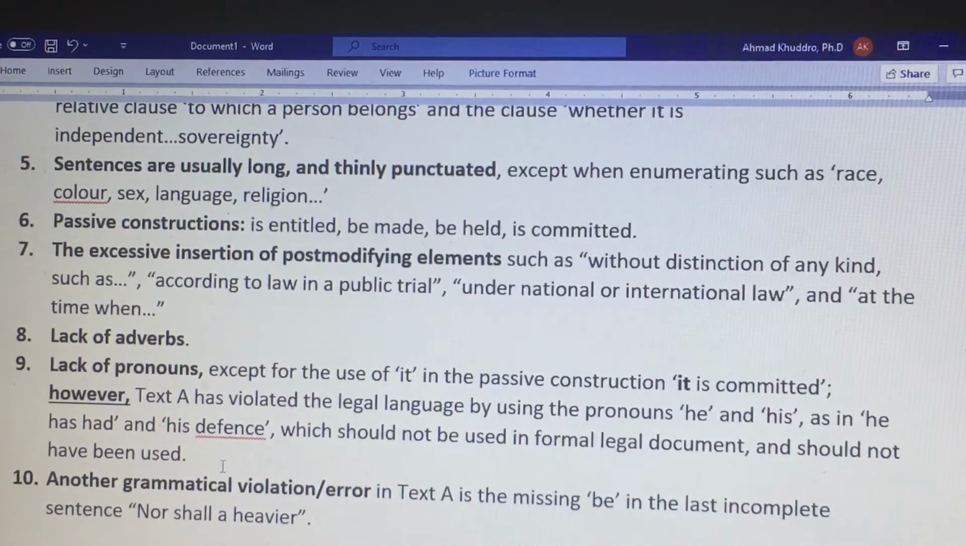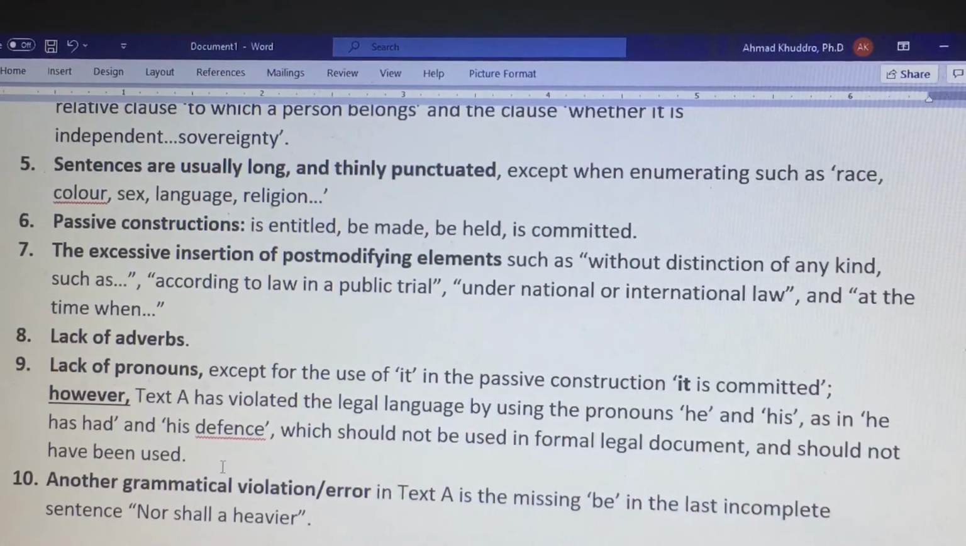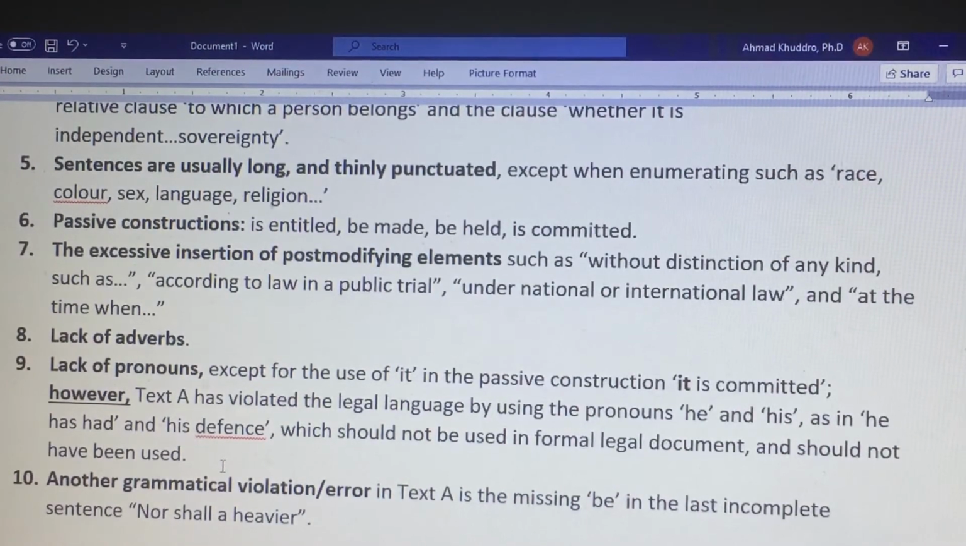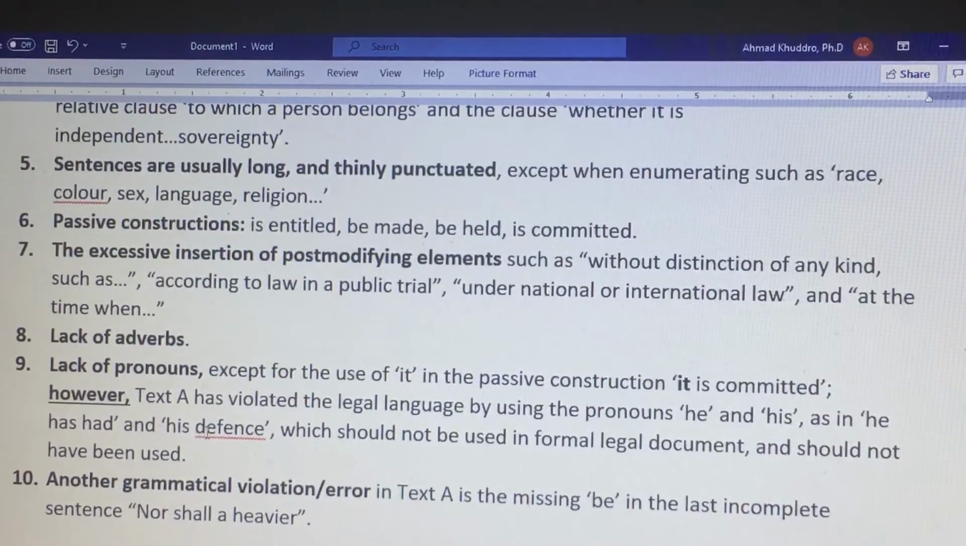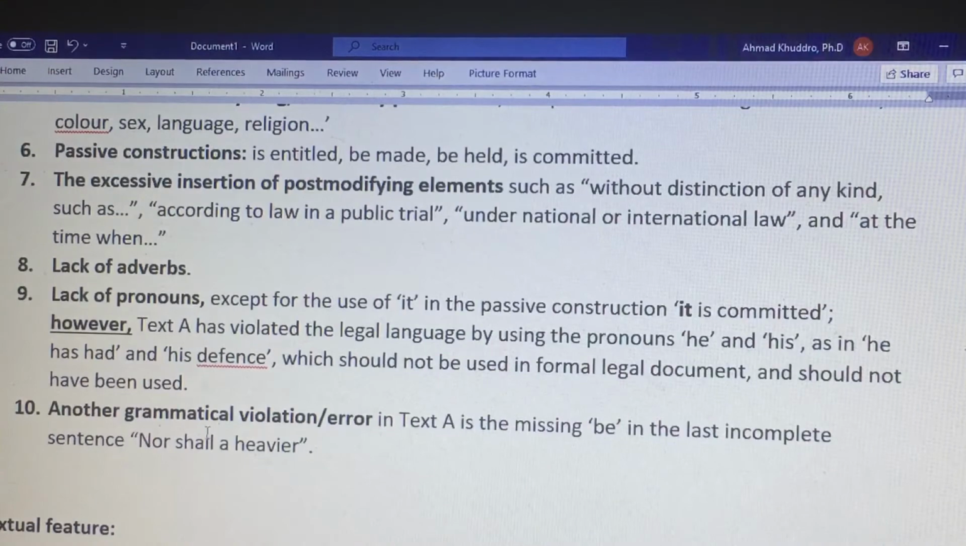Of course, this text that I showed you, which I would consider text A, has violated the legal language by using the pronouns he and his, as in he has had and his defense, which should not be used in a formal legal document and should not be used at all. And finally, in terms of grammar and syntax, we have the violation, or the error, of not completing the last sentence when it says nor shall heavier, and then did not complete that sentence.